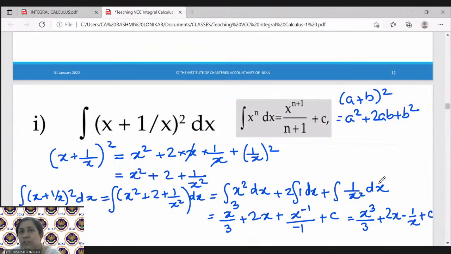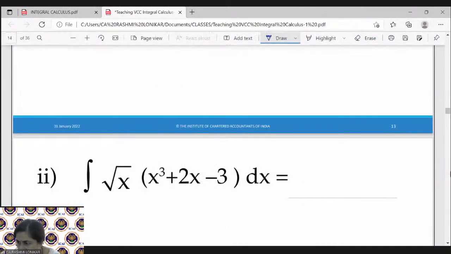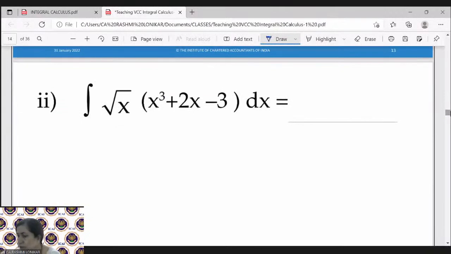So what I did was I expanded. I used a plus b whole square. I expanded and then I found the integration of individual terms and then I added them, and write down plus c in the end. Right? Hope you've understood.